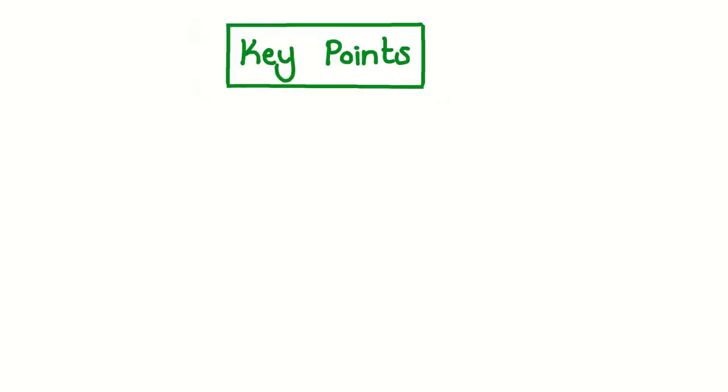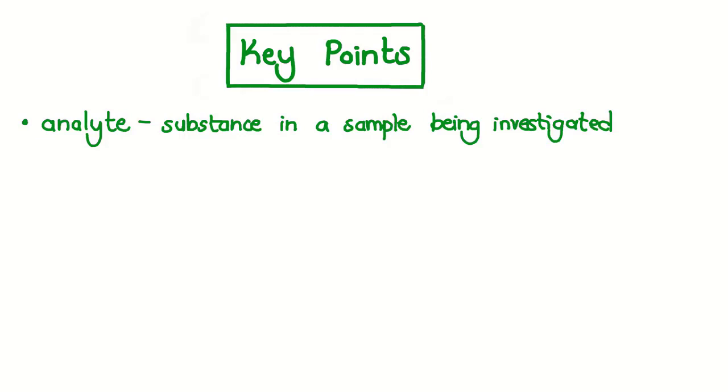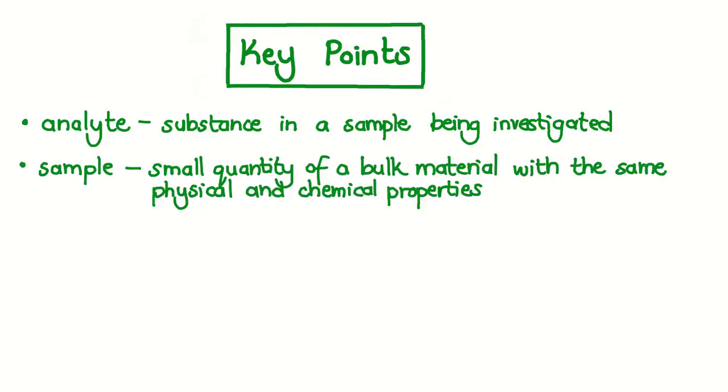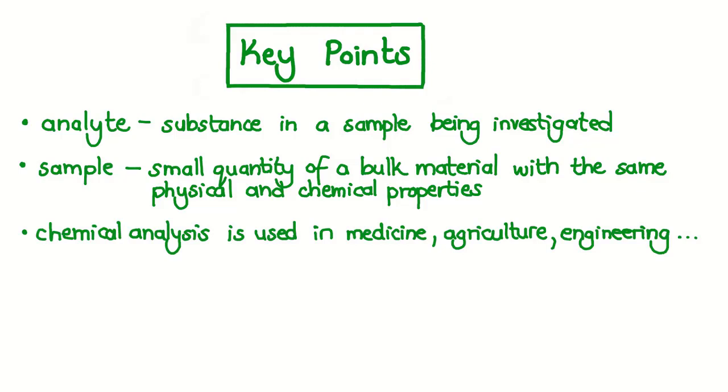Now let's summarize what we've learnt about chemical analysis. We learnt that an analyte is a substance in a sample under investigation, and that a sample is a small quantity of a larger bulk material with the same or very similar physical and chemical properties as the original source material. In other words, a sample must be a reliable representation of the original material. We learned that chemical analysis is used in many areas of life and industry, including medicine, agriculture, engineering, the food industry, and even in environmental studies.